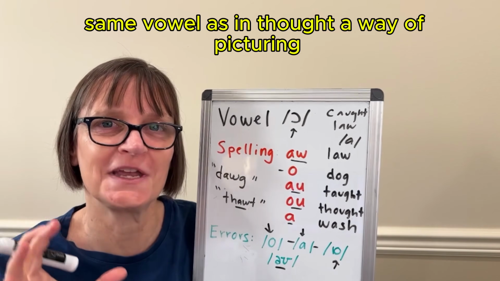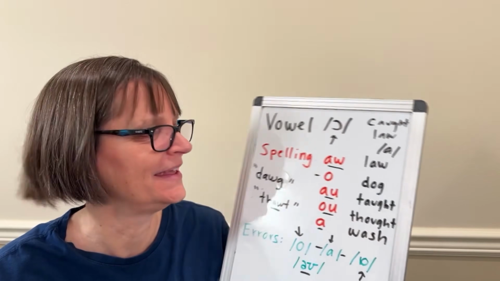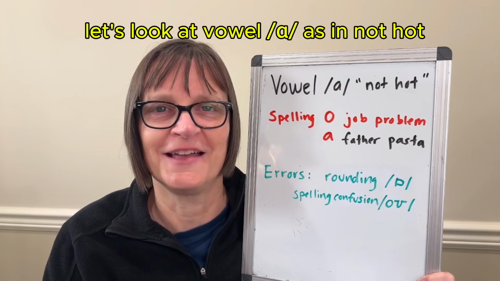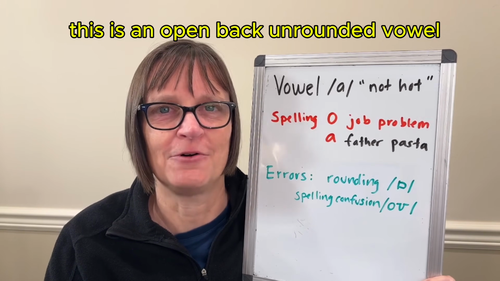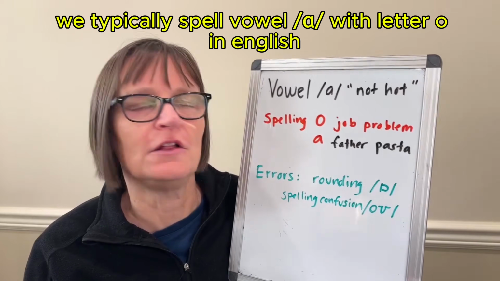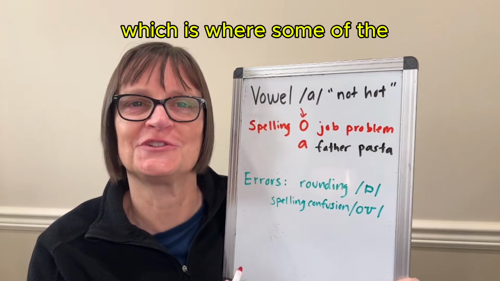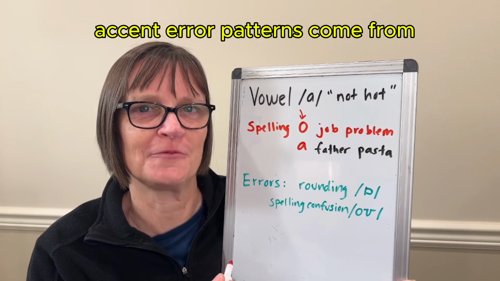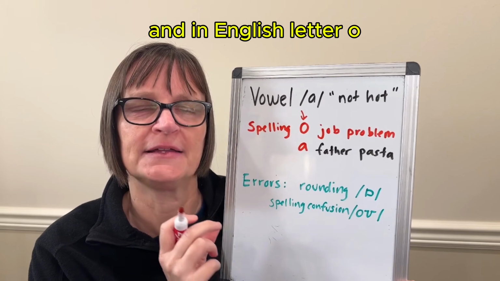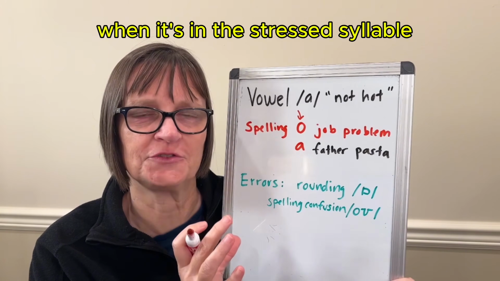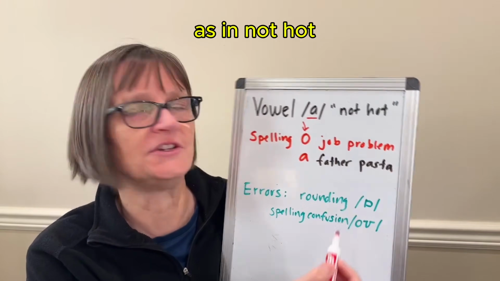A way of picturing so that you know what vowel you're trying to use, as well as then shaping that vowel correctly. Let's look at vowel ah as in not hot. This is an open back unrounded vowel. We typically spell vowel ah with letter O in English, which is where some of the accent error patterns come from. People see letter O and they want to do more of a rounded vowel. And in English, letter O, when it's in the stressed syllable and it's the main vowel, typically is going to say this ah as in not hot.